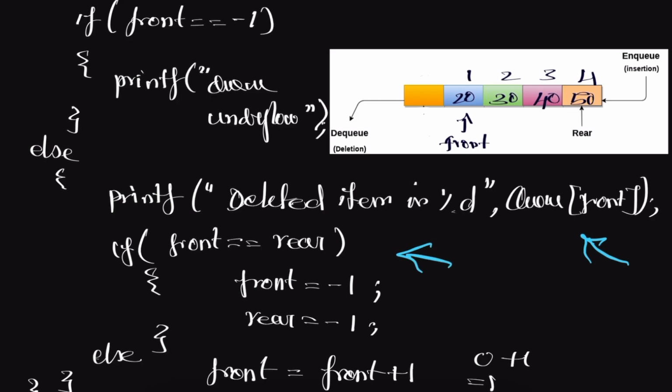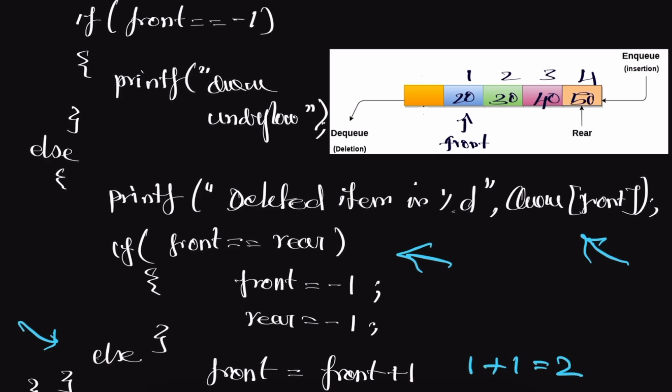Now the condition becomes fail. Why? Because the queue has some elements other than the front and rear position. Come to the else part. So now, what is the index position of the front? The index position of front is 1. So 1 plus 1 is 2.